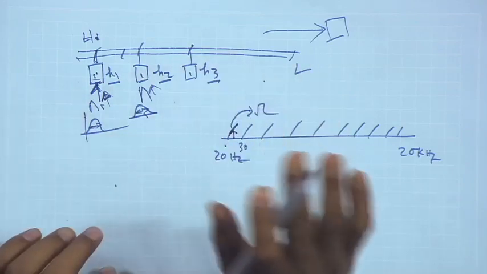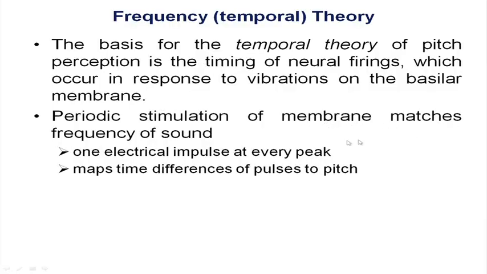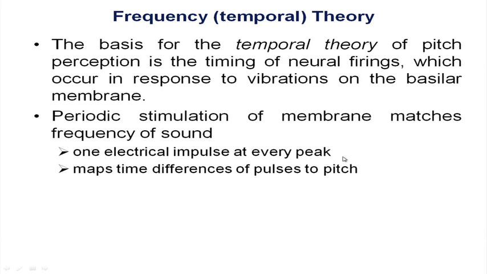There are two theories: one is called the temporal theory, and the other is called the place theory. The basic idea of the temporal theory of pitch perception is the timing of neural firing, which occurs in response to vibration of the basilar membrane. Timing of the neural firing is perceived as a frequency. So, periodic stimulation of the membrane matches the frequency of sound, with one electrical impulse at every peak.